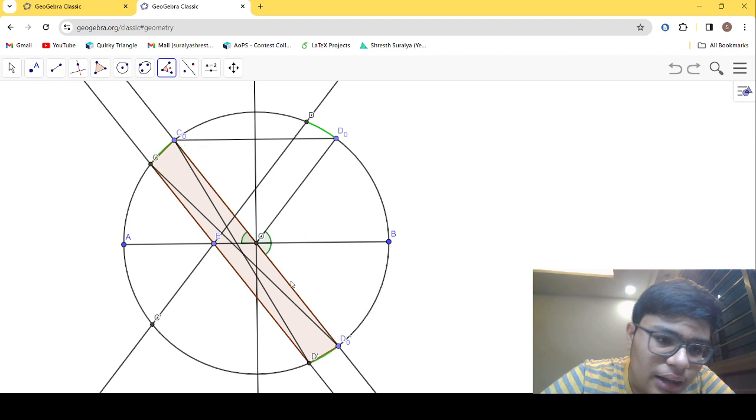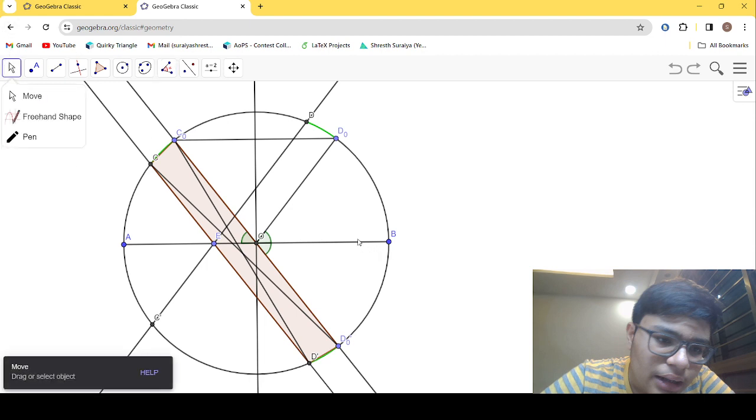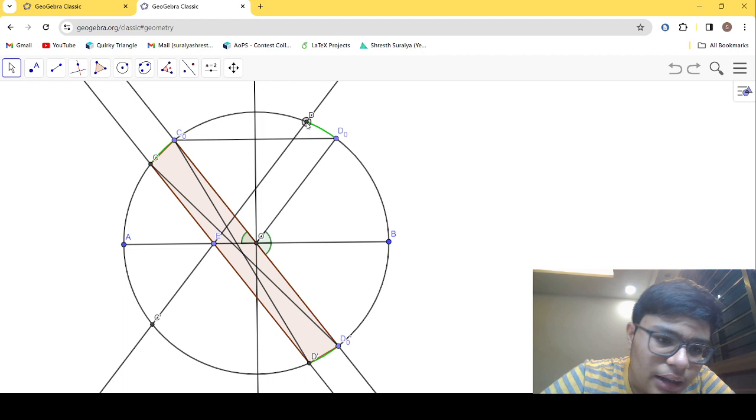Okay, that's one thing. The second thing is that since D is a reflection of D naught under the diameter, and D dash is a reflection of D, D dash here is a reflection of D, and D naught is a reflection of D naught dash. So arc D naught, this green arc right there, is equal to arc D naught dash D dash. So these two green arcs are equal, and these two green arcs are equal as well.